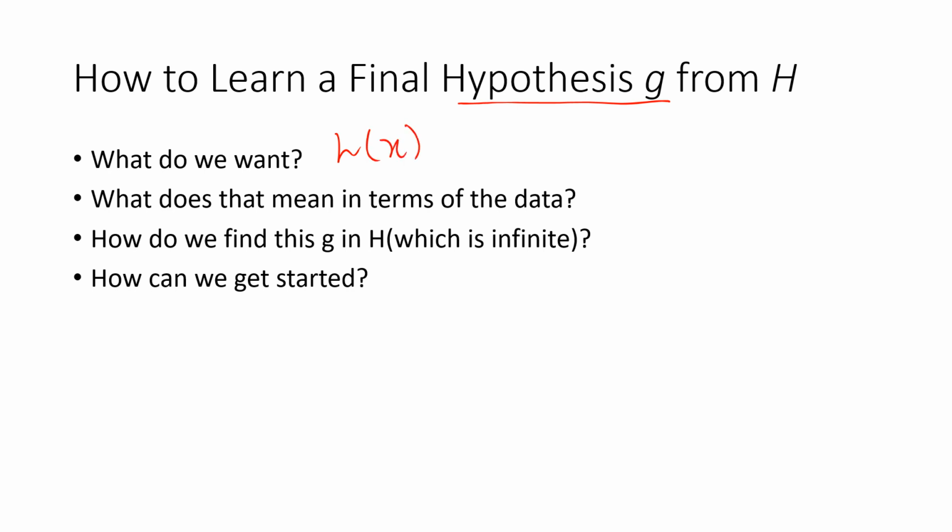What does that mean in terms of the data? Well, if I have some training data, I want to see which of the functions that I'm going to finally pick looks better in terms of data. So which one looks better? For example, in the previous example, my H2 was better, so I picked that up.